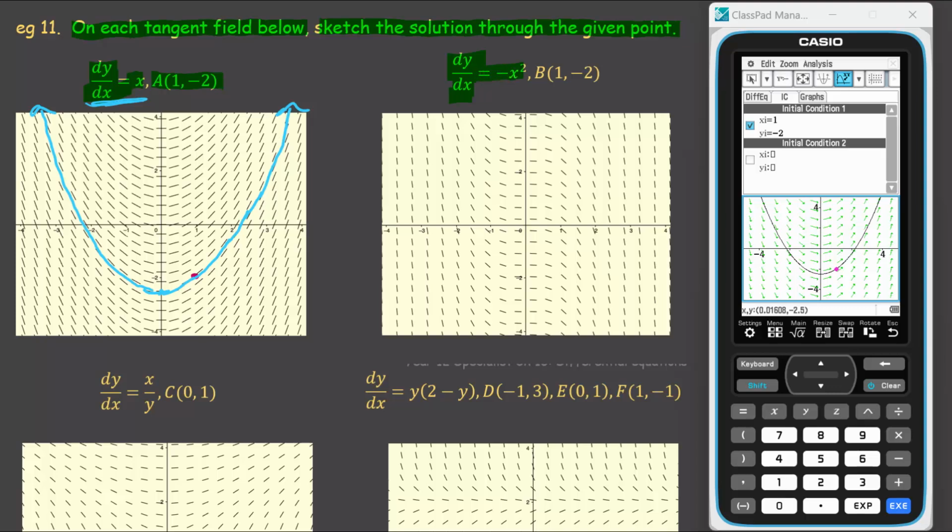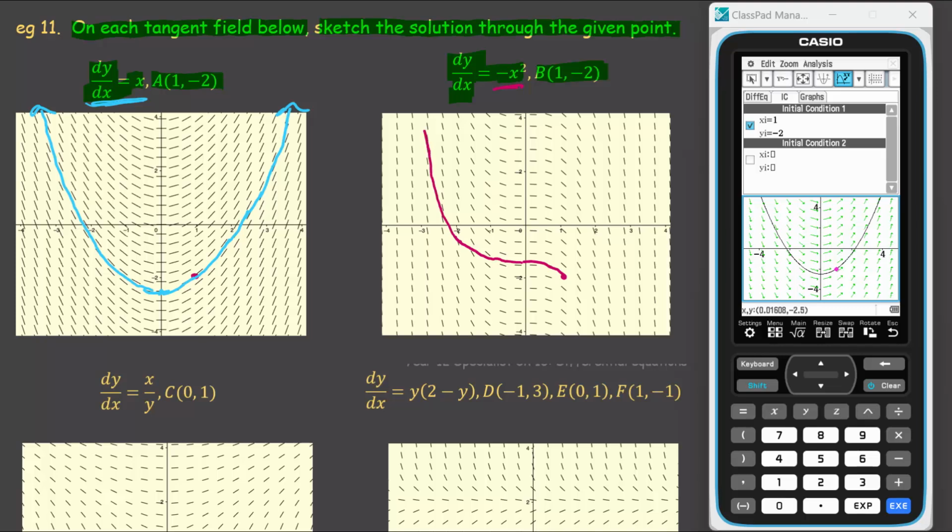dy/dx is equal to -x squared, and we're going for (1, -2), which is the same point that we had before, point A on the other graph. So (1, -2) is this one just here. Now think about what we're going to expect. We're expecting a cubic, so we know roughly the shape, but try to follow the tangent field. We know it will be horizontal here, and then it's going to get steeper as it goes out. Try to follow the actual gradients.